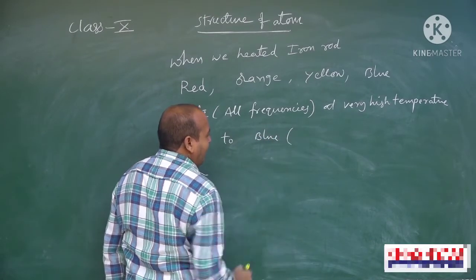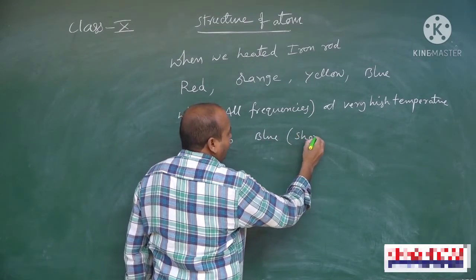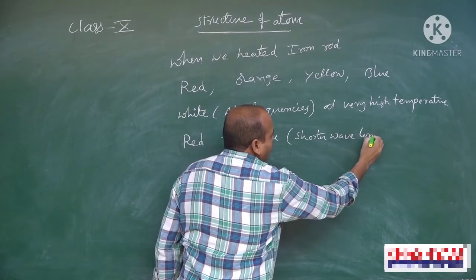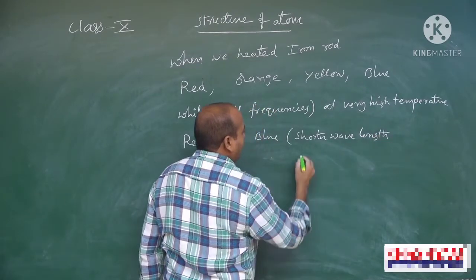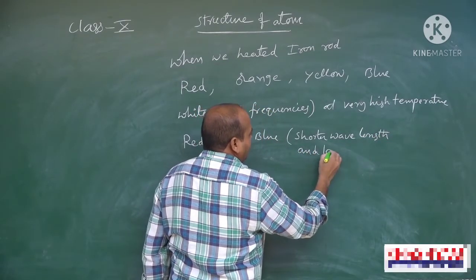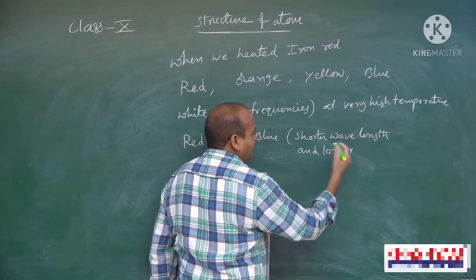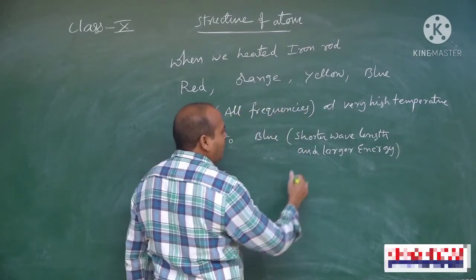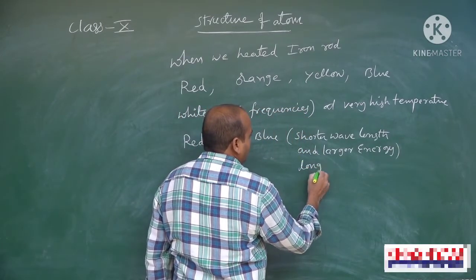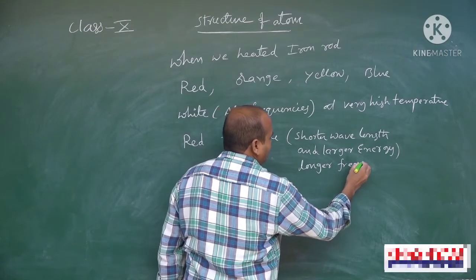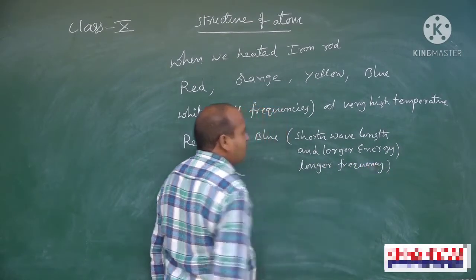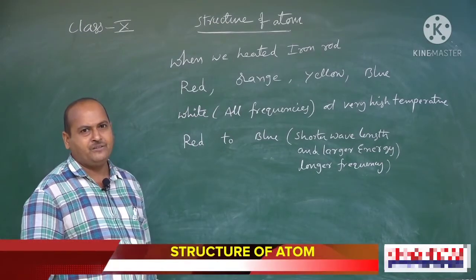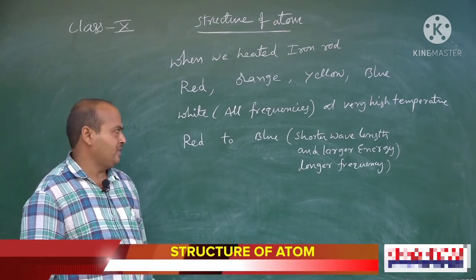In going from red to blue, blue color has shorter wavelength and larger energy, or higher frequency. The most important point is shorter wavelength, larger energy and higher frequency.